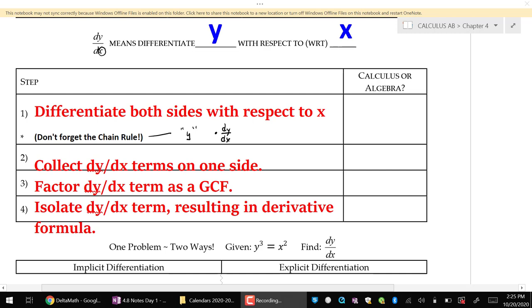And so this video is going to take everything a step further, and we're going to try and write derivatives implicitly. So we're going to try to solve for dy/dx, which means differentiate y with respect to x. Now this dy/dx notation simply means the derivative, and x is the independent variable in this expression. I've put out 4 steps for implicit differentiation.